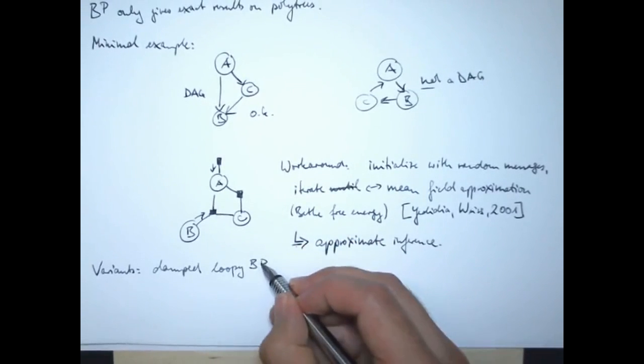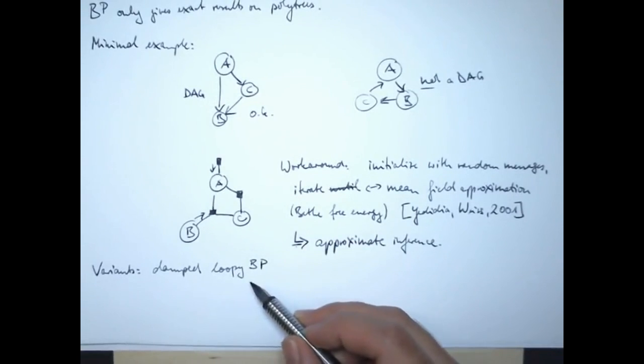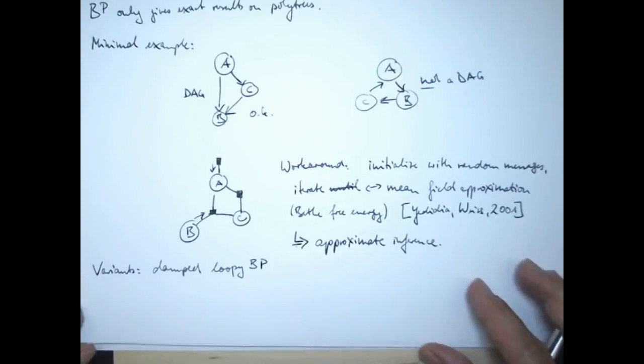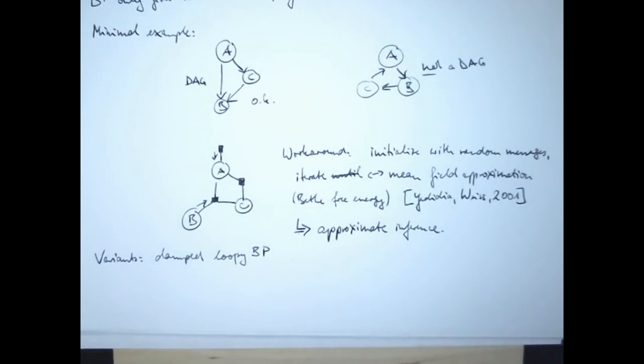where the message that you send out is a combination of perhaps 0.9 the last message that you sent, plus 0.1 the message that you would currently compute. And it works reasonably well on many problems.